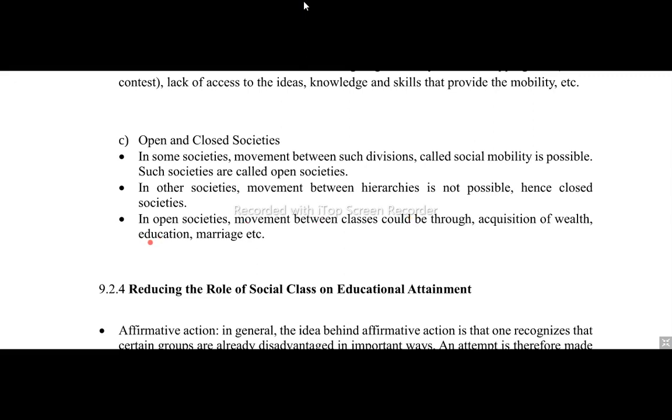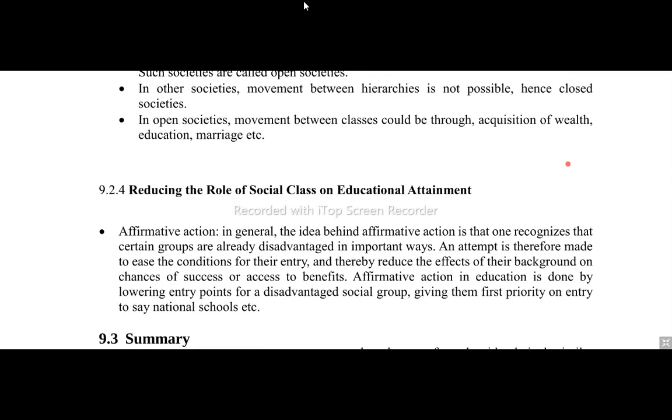You can be educated, and when you are educated, you get a good job, you get a good salary, you are able to improve your lifestyle. By that, you are moving from one class to another. Then marriage. There are girls who have been brought up in a poor family, but they get married to a person who is rich. By that, they will be able to uplift their status. They may be able even to improve the status of their parents and their siblings. So the open society movement between classes could be through the three factors.